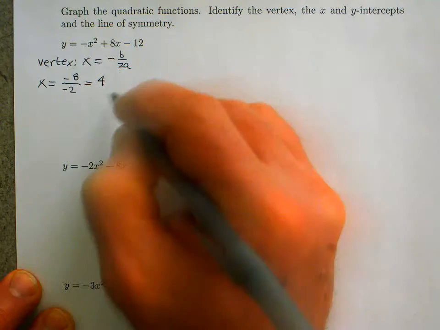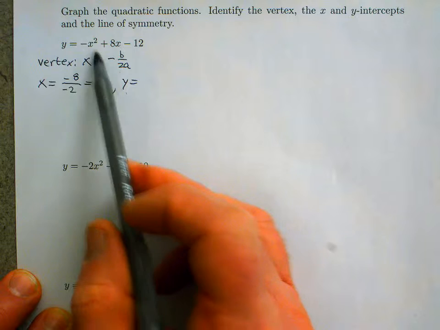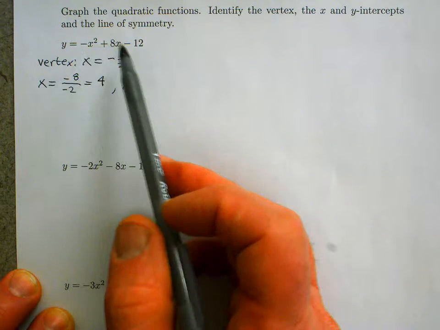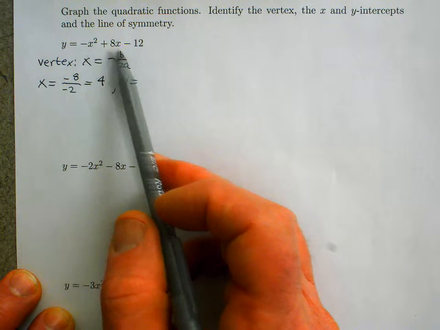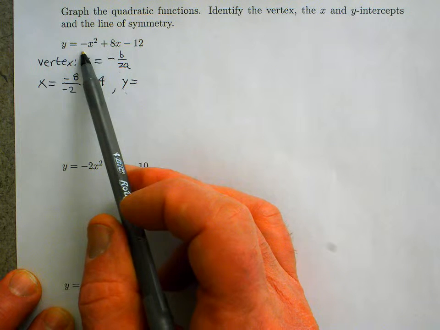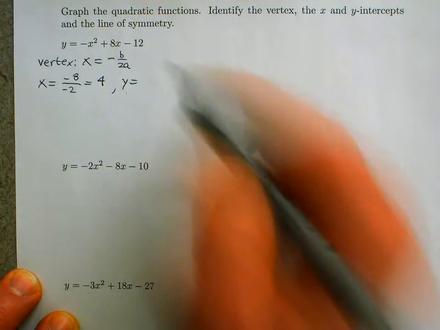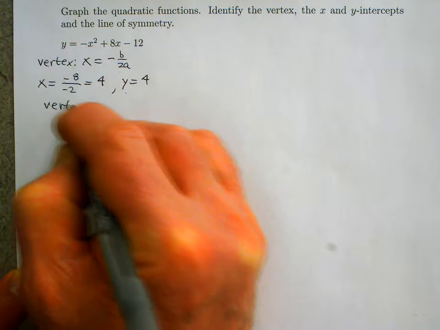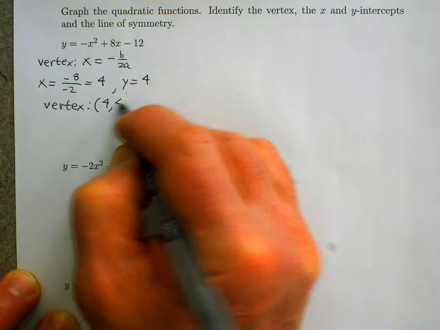And then the y-coordinate we find by replacing x with 4. So negative 4 squared is negative 16, plus 8 times 4 is plus 32. So negative 16 plus 32 is 16. 16 minus 12 is 4. So the vertex is the ordered pair 4, 4.